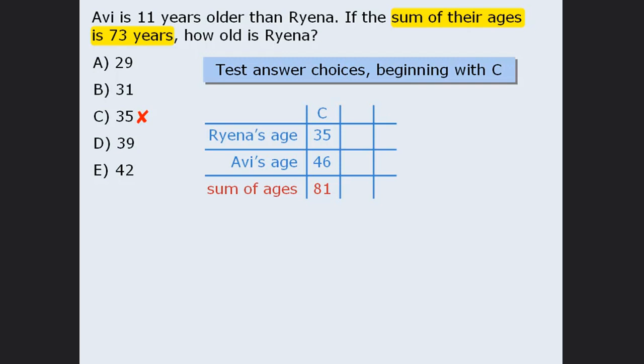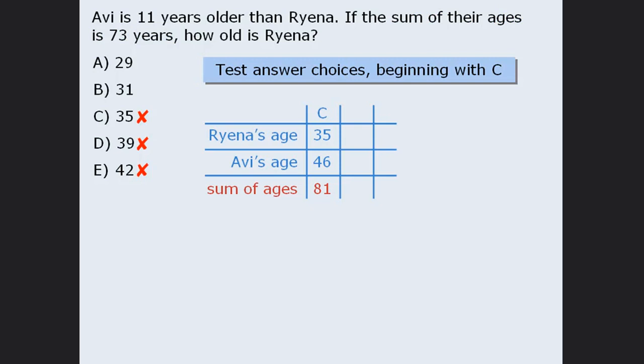Also notice that the two ages have yielded a sum of 81, which is greater than the required sum given in the question. In other words, the ages of Raina and Avi are too large to satisfy the given conditions. So Raina's age must be less than 35, which means we can also eliminate answer choices D and E. Notice that after testing just one answer choice, we are already halfway to finding the correct answer.